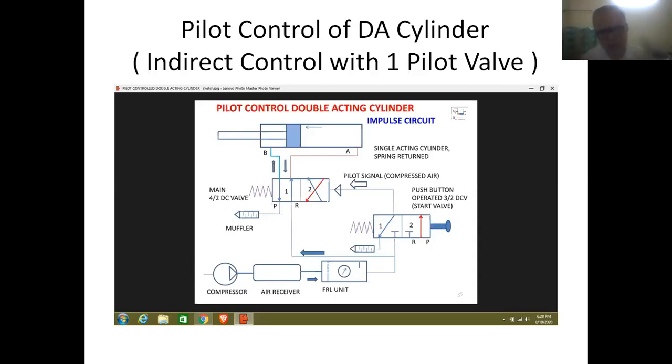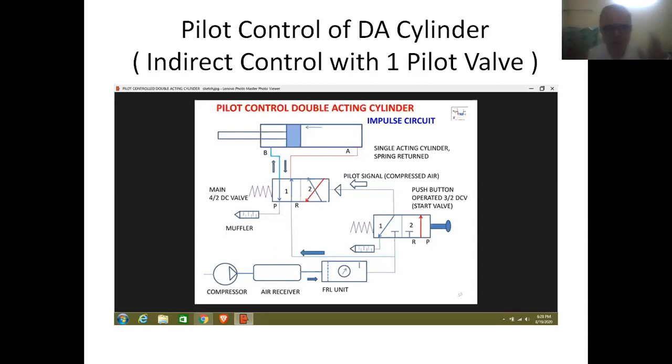This is used for performing the reverse stroke or return stroke of the piston. So friends, in any circuit, the first position of the DC valve is for performing the forward stroke of the piston, and the second position of the DC valve is for performing the return stroke of the piston. Here, initially we are using a pilot valve for controlling the DC valve, and finally we are using the DC valve for controlling the operation of the cylinder.